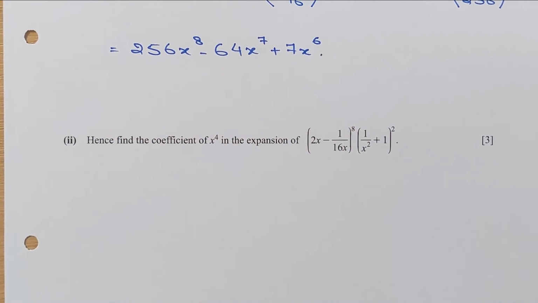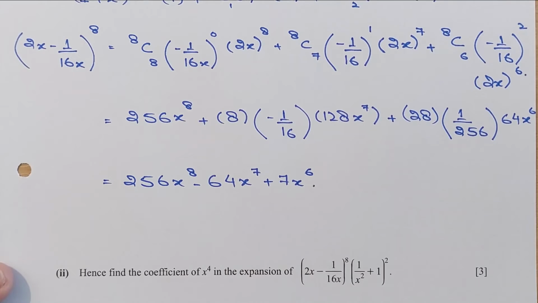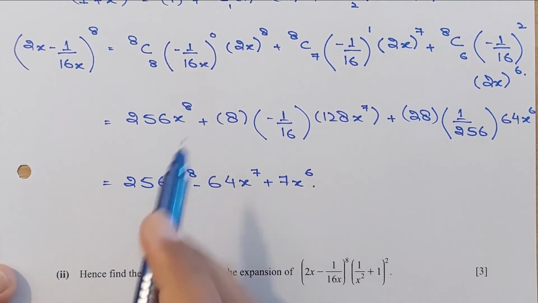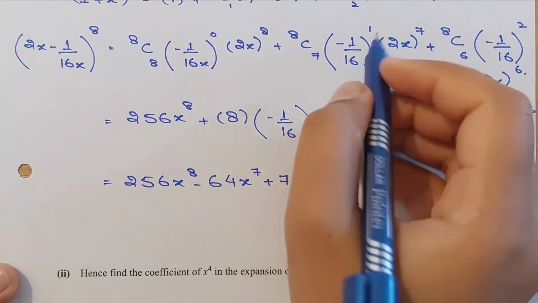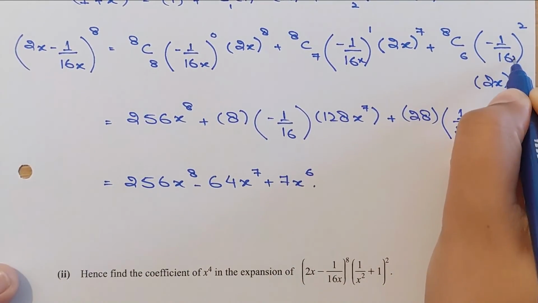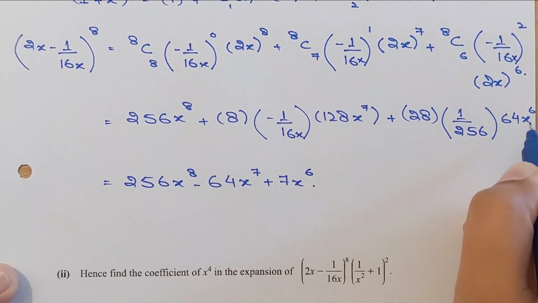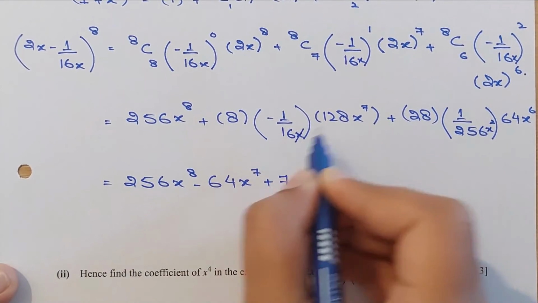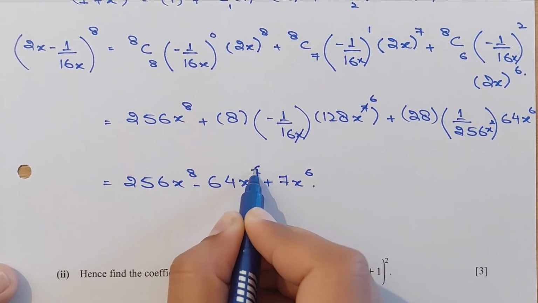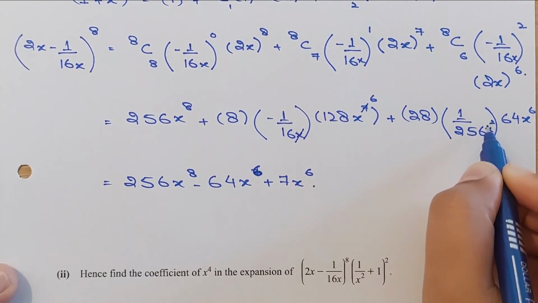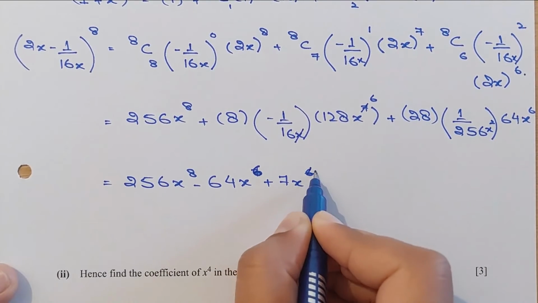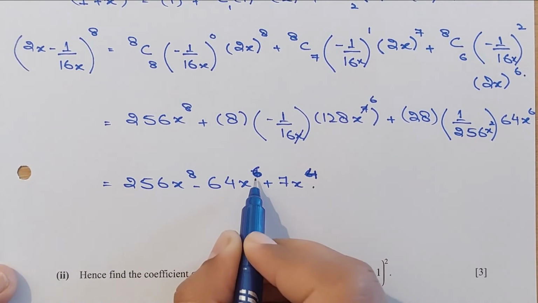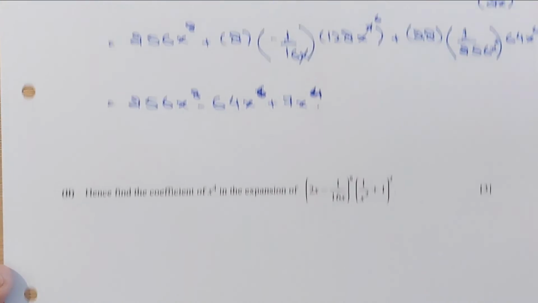Now for the second part, hence find the coefficient of x^4 in the expansion of this. Wait, I made a mistake here. This is 16x, I forgot to put x here. So one x is cancelled with this. We have x^6 here, and the x cancels, giving x^4. So we have x^4, x^6, and x^8.